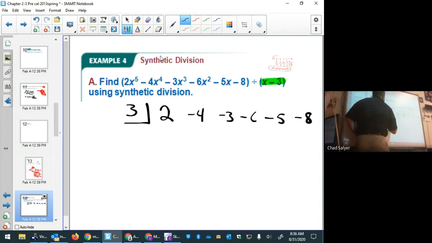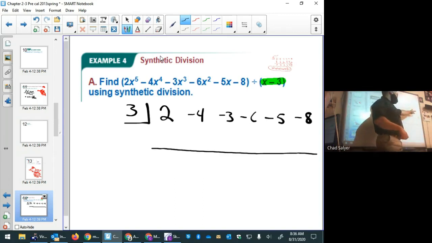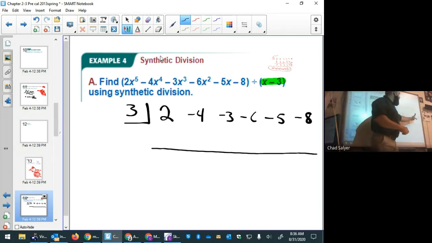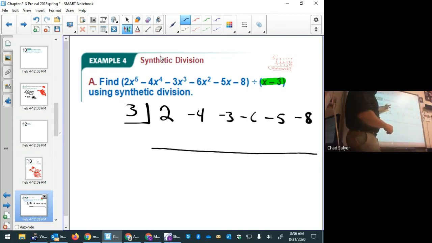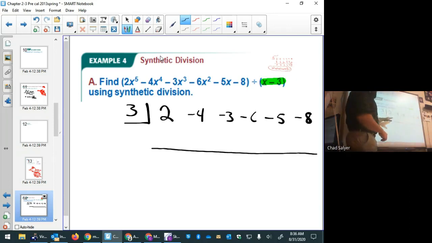All right, now we're going to do this. So this is our setup. You take the number that modifies x in the divisor, put it here. And then you put a list of the coefficients in the dividend, starting with the highest power of x and ending with the least power of x. And then you draw a line here. So this is going to be a little table method.